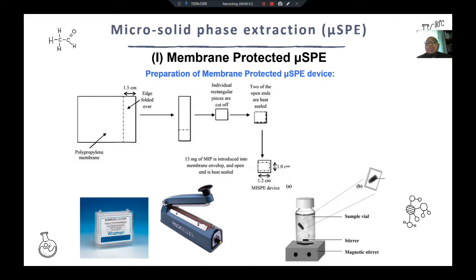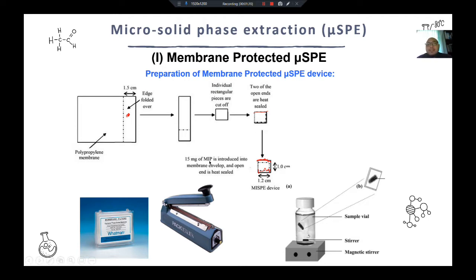If you look over here, this is the membrane protected micro SPE. Membrane protected, we have a polymer type of membrane over here, and inside here we will put our adsorbent, the SPE adsorbent. So we fold the membrane after we put the adsorbent in the middle, into the desired size, and then we will seal the edges, so we can secure the adsorbent from leaching out, or leaking out.